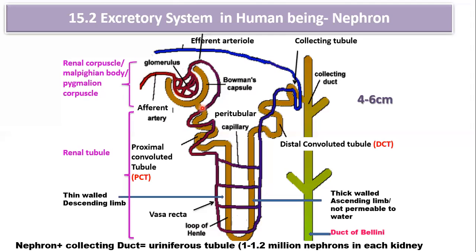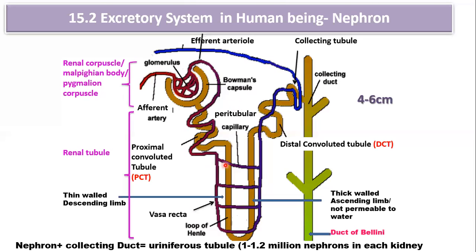Then there is a part which is coiled, known as the proximal convoluted tubule. After the proximal convoluted tubule, you can see the next part, which is known as the Henle's loop, or loop of Henle. After the loop of Henle, the next part is again coiled. So the distal part which is coiled is known as the distal convoluted tubule. And finally, there is a collecting tubule. So these all are parts of the nephron.